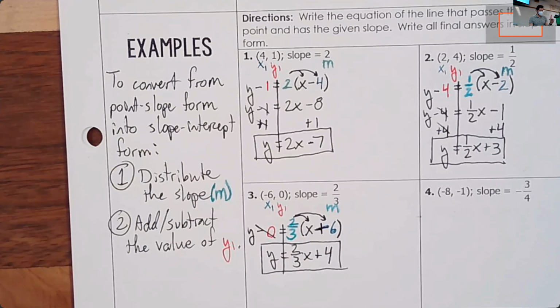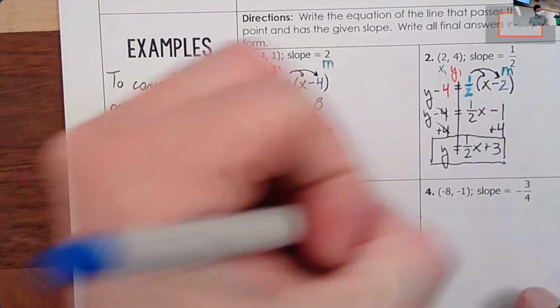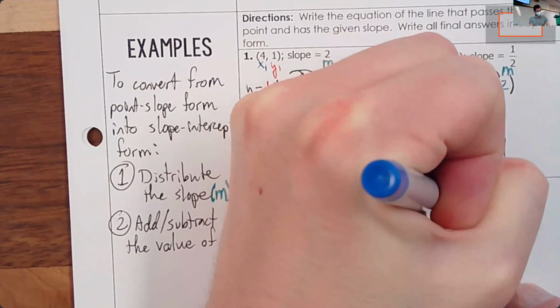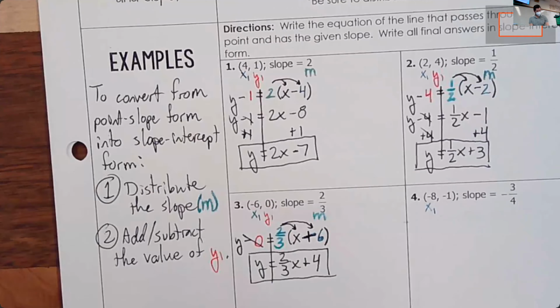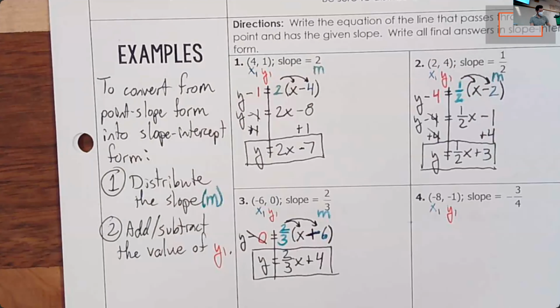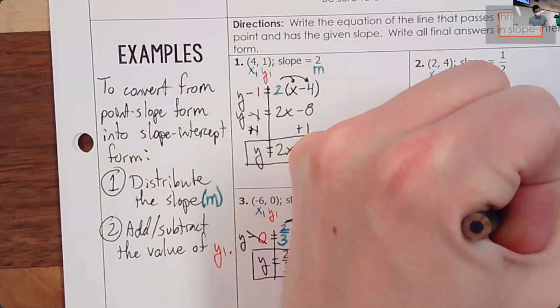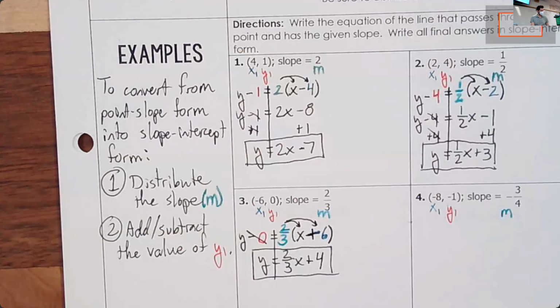All right, we're going to do one more together, and then I'm going to have you try a couple on your own. So number 4, we've got x1, it's the -8. We're going to have y1, that's our -1. M, our slope, is -3/4. We're going to take those three things and plug them into point slope form.